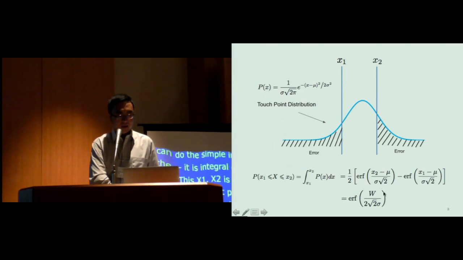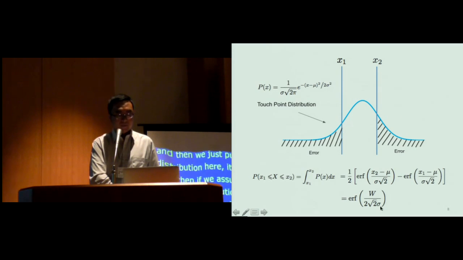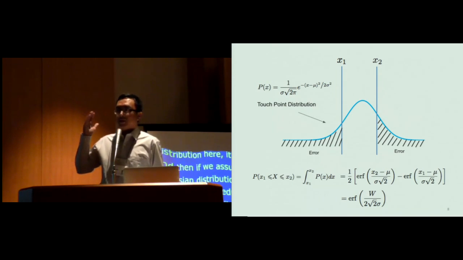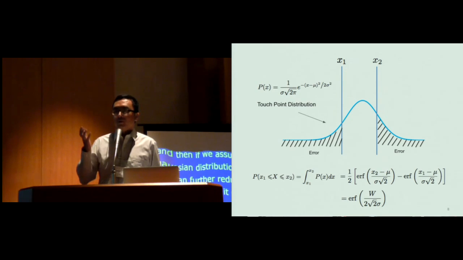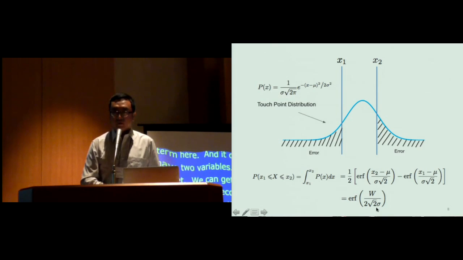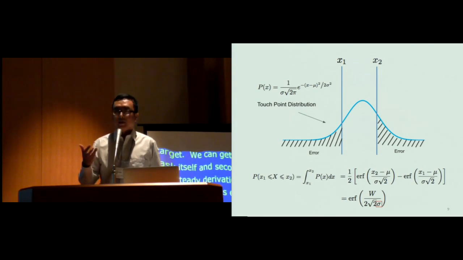It can be seen that it only has two variables. The first is W, the width of the target. We can get it from the target task itself. The second variable is the standard deviation of the touch point distribution. So basically, this equation shows that if you want to know the accuracy of selecting a target, we need to know the size of the target and also the standard deviation of the touch point distribution. The very core question here is how do we estimate the standard deviation of a touch point distribution given a target size?